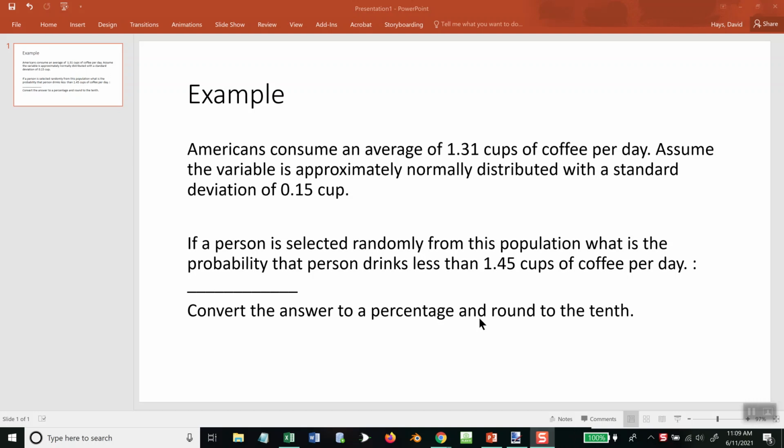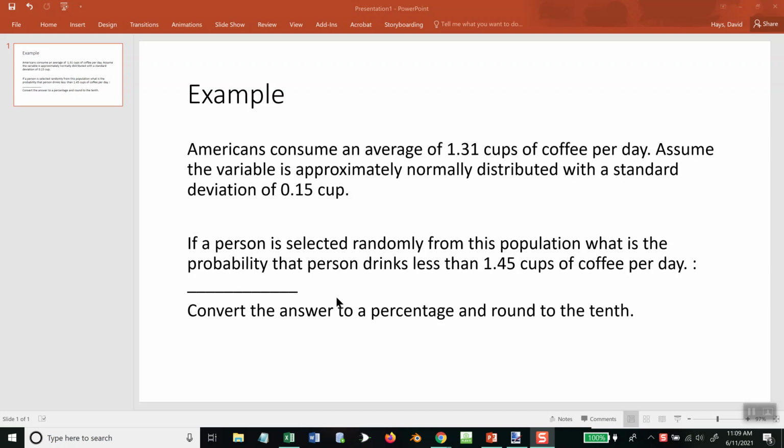Okay, Americans consume an average of 1.31 cups of coffee per day, assuming the variable is approximately normally distributed with a standard deviation of 0.15 cup. Now here's the actual problem, and this was up in part A, so you need to look for that. Then if a person is selected randomly from this population, what is the probability a person drinks less than 1.5 cups of coffee per day?